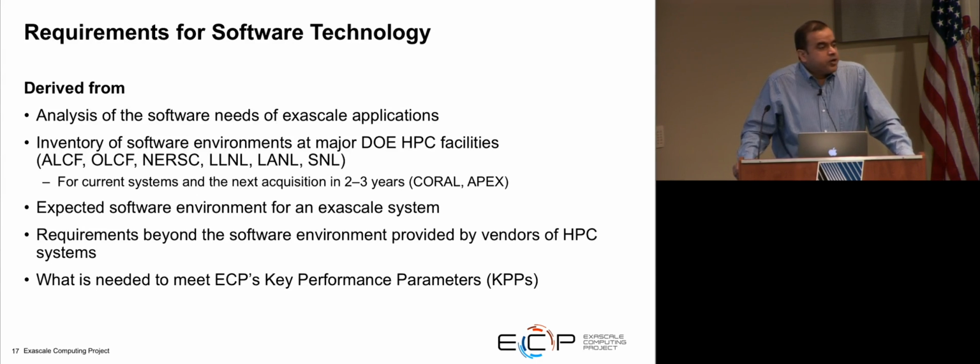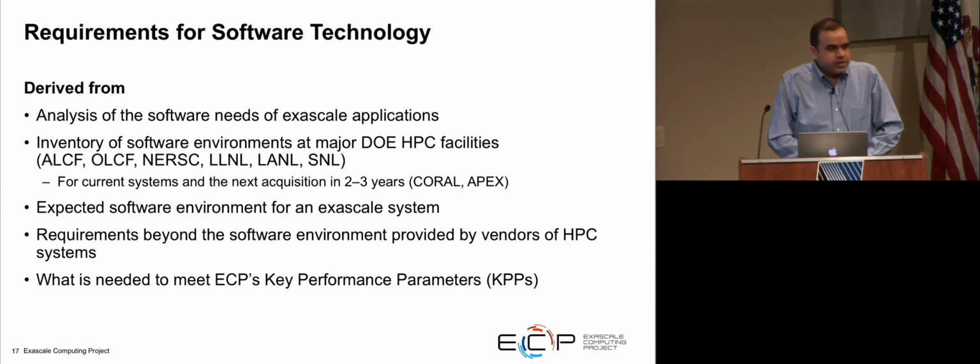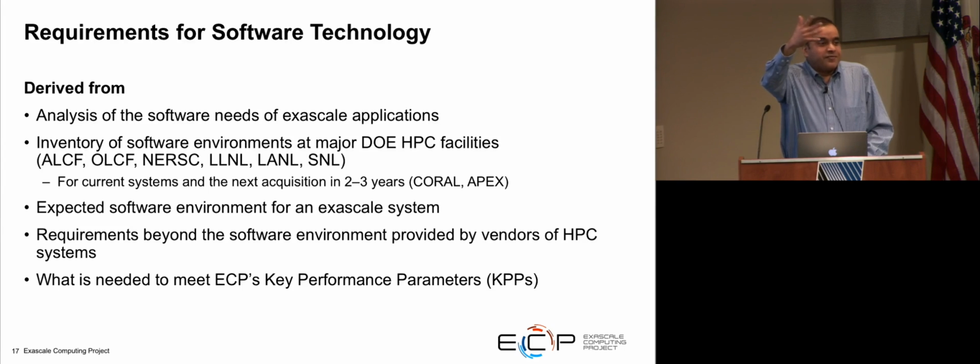Then what needs to be done beyond the software environment provided by vendors, and I'll say a little more about that as well. And then finally, what is needed to meet ECP's key performance parameters? So any project in DOE space has a set of key performance parameters that it needs to meet. And at the end of the project, these things get checked. And if it doesn't meet them, then the project is not deemed to be successful.